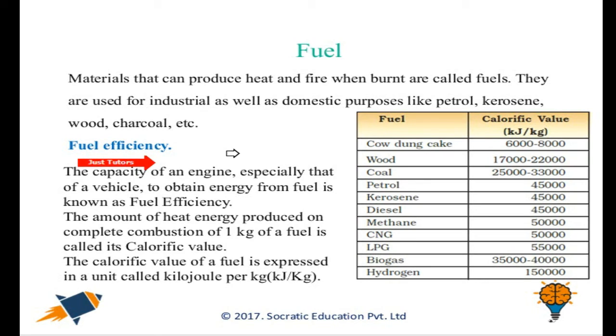The amount of heat energy produced on complete combustion of 1 kilogram of fuel is called its calorific value. That's a table. Here we can see the fuel and the calorific value of each fuel. The calorific value of a fuel is expressed in a unit called kilojoule per kilogram.